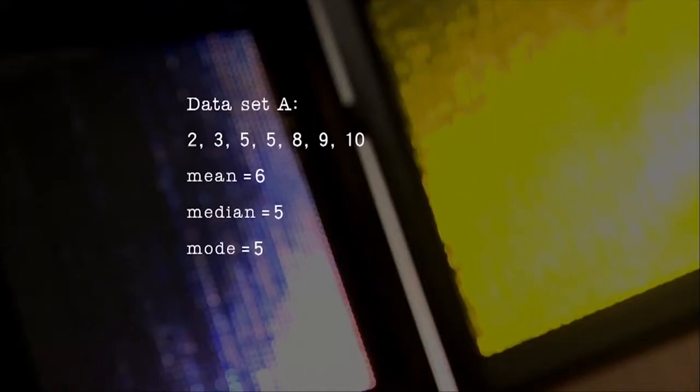The second situation is when the deleted datum is greater than the mean. For this set of data, the mean is 6. If 10 is deleted, there are only 6 items left in this set of data. 10 is greater than the mean. The new mean is 5.33, the new median is 5, and the new mode is 5.